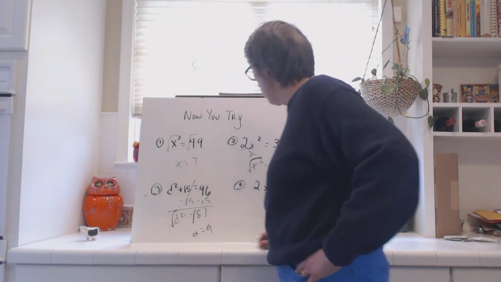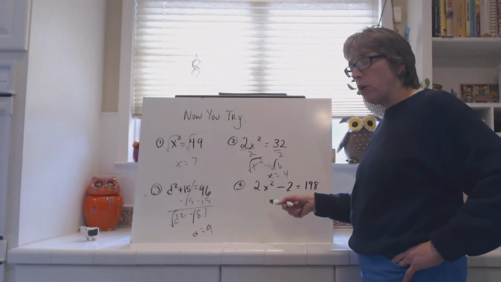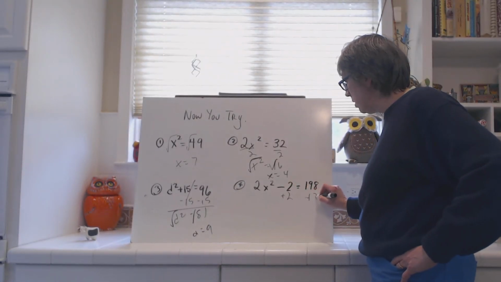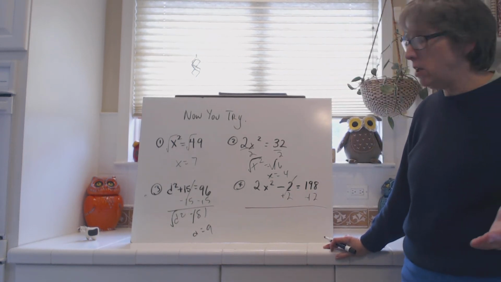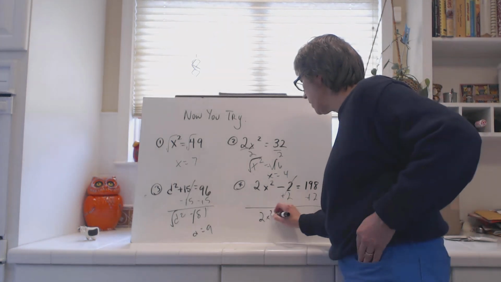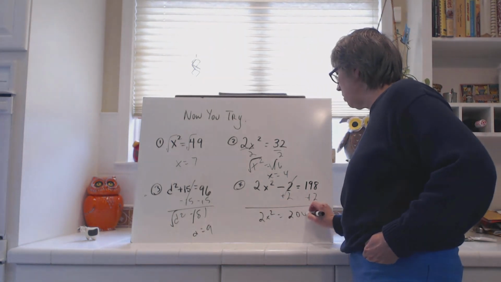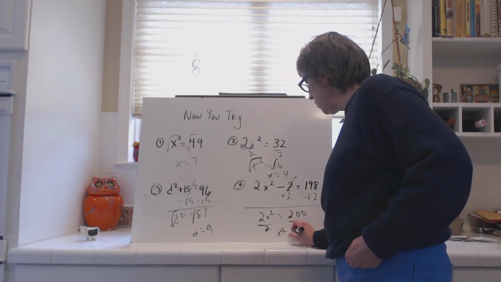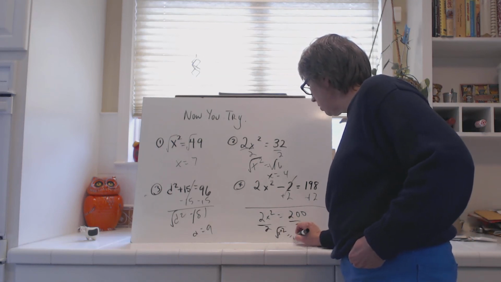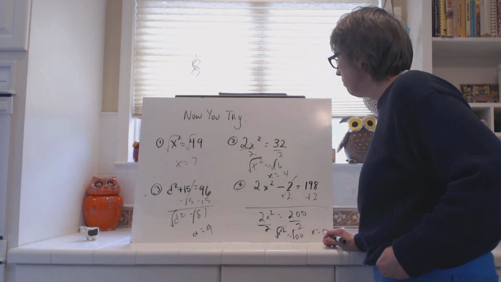D equals 9. And then this one, we're going to add 2 to both sides, because we have to get rid of that 2, take it to the other side. This is just manipulating the equation. Bring down the 2x squared and 200. Divide both sides by 2. X squared equals 100. X equals 10.